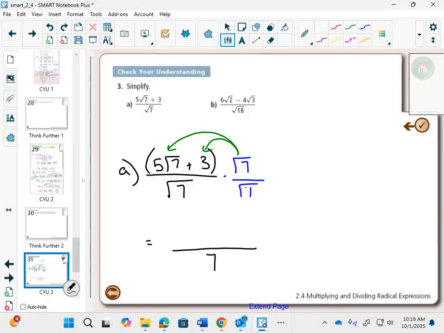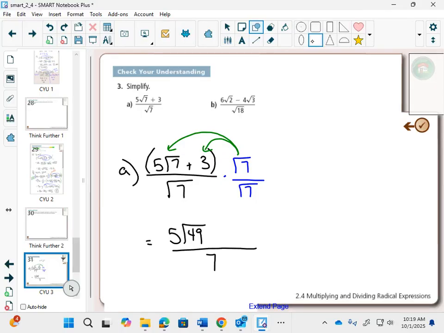5 root 7 times root 7. If you want to take your time, you would write this. Some of you are going to skip this step. 5 times 1 is 5. Root 7 times root 7 is root 49, which is just 7, but that's what I can say. Some of you are going to skip that and just say that's 7. And some of you are even going to skip that and just say, well, then that's 7 times 5, and you're going to right away write 35.